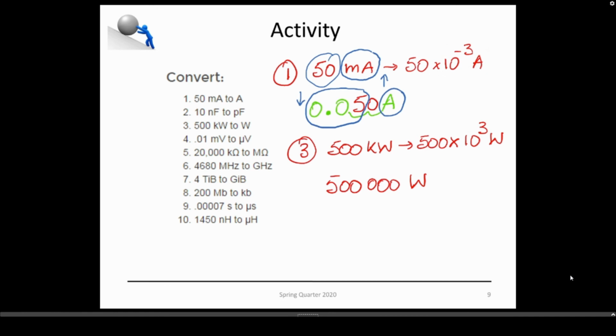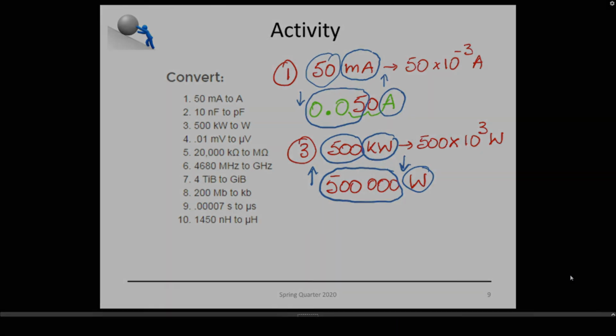How do I know that this answer is correct? Again, I'm going from a bigger unit to a smaller unit. That means that my number needs to be bigger, which it is: 500, and I go to 500,000. So I'm on the right track. Give it a try and then check the solutions on Canvas.